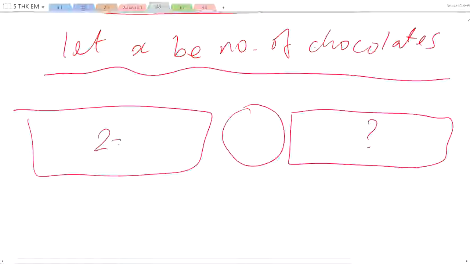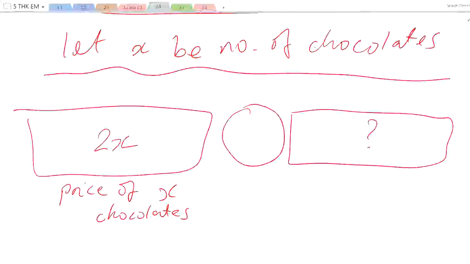What are you going to put in the first one? 2x. What is this 2x supposed to represent? No, 2x is not the number of chocolates. It is the price of x chocolates, correct? Each chocolate costs $2, so x chocolates will cost 2x. So this over here is the price of x chocolates. Okay, what is the restriction? What is the rule given by the mother?